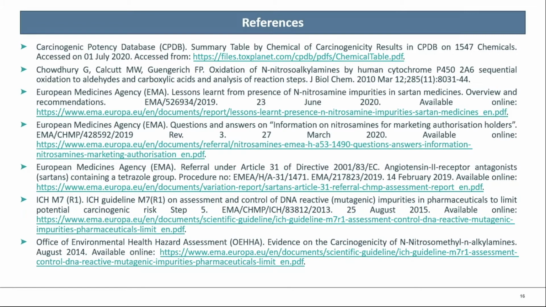So one question that came in was: what is the toxicological approach when a compound is mutagenic but found to be non-carcinogenic, and how do you classify this impurity as per ICH M7?